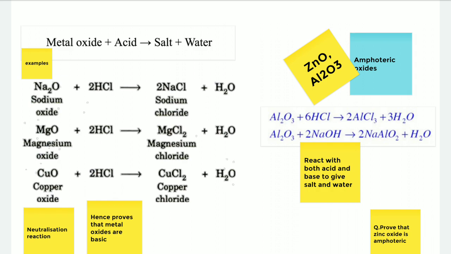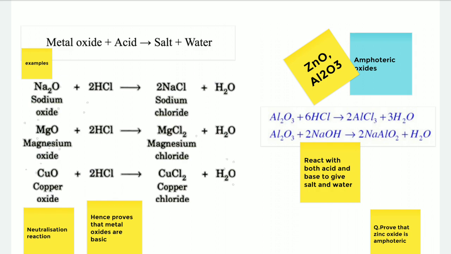But are all metal oxides bases? No. There are some metal oxides that we can call amphoteric oxides. Amphoteric oxides are those oxides which show both acidic and basic character. Two such examples are zinc oxide and aluminium oxide. Both can react with both acid and base to give salt and water. For example, Al2O3 plus HCl will give AlCl3 plus H2O. Al2O3 plus NaOH will give NaAlO2 plus H2O.